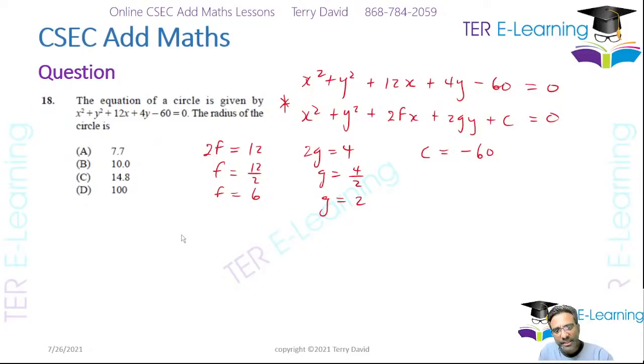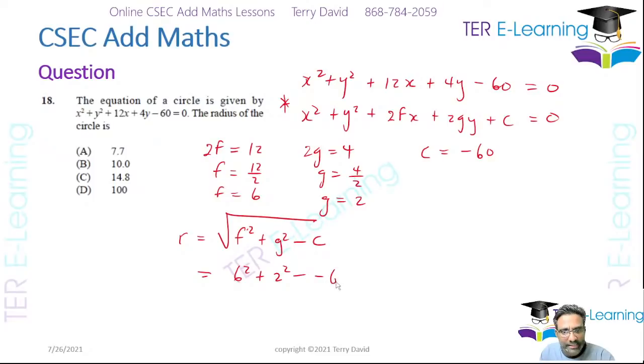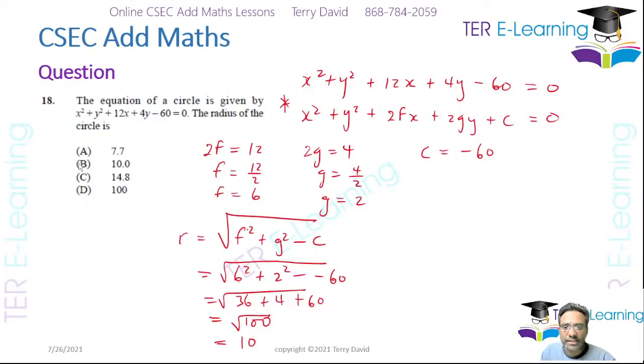Now, the radius, if you know the general form of the equation of your circle, is given by the square root of f squared plus g squared minus c, right? So therefore, f squared is going to be 6 squared plus g squared, which is 2 squared, minus minus 60 square root. So this is 6 6s are 36 plus 2 2s are 4 plus 60. So this is the square root of 100, and therefore this is 10, right? So the radius of my circle is 10, so my answer is B.